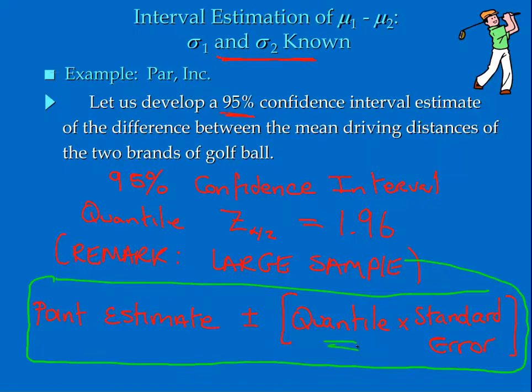So the quantile we already have now, it's 1.96. So let's find the other two components. Again, once you're familiar with quantiles, that was very straightforward. 1.96 is for 95% confidence intervals.